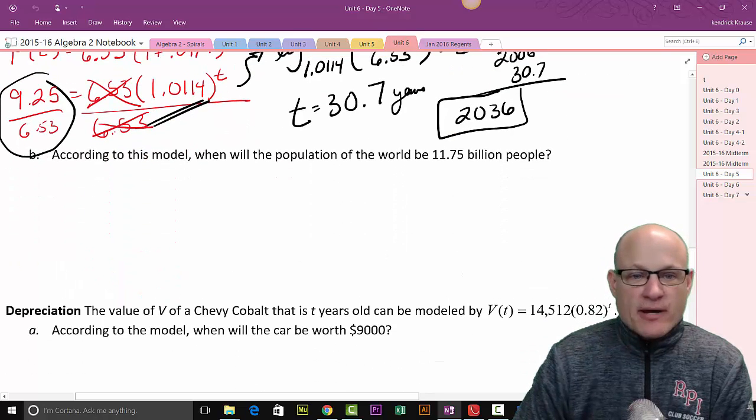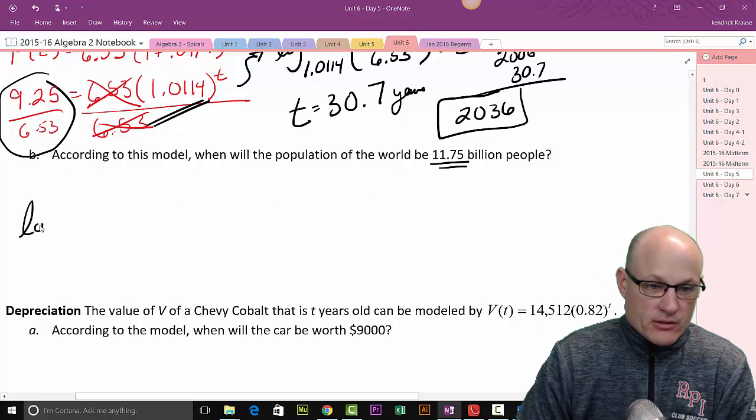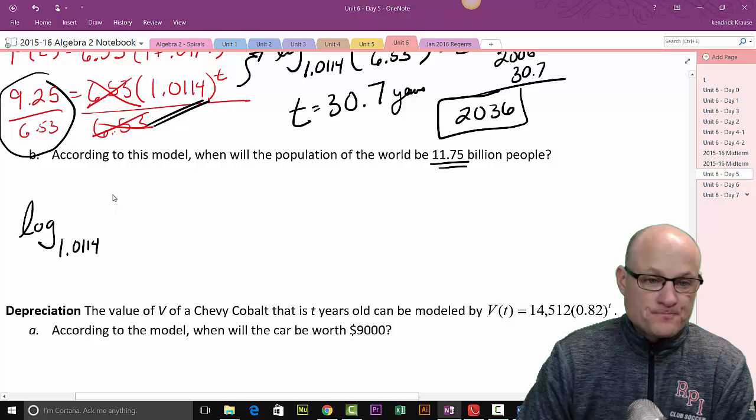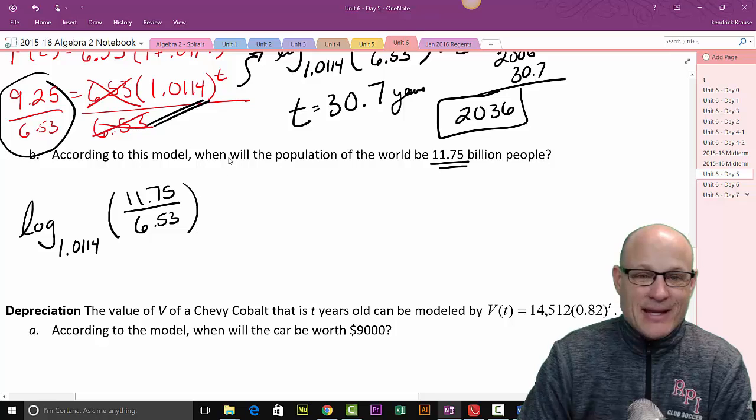According to this model, when will the population reach 11.75 billion? All right, if we ever get to 11.75 billion, holy mackerel, we'll be always standing next to each other. So 1.0114. There won't be enough water on the earth for this. 11.75 divided by 6.53. So it's the same model.